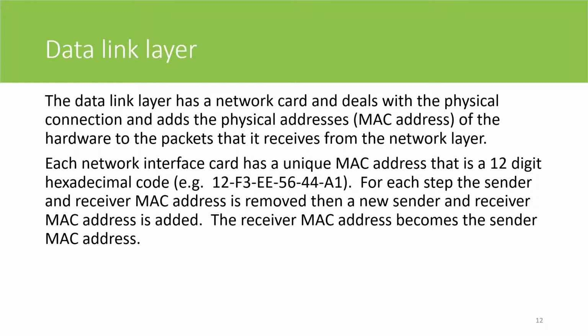The data link layer has a network card and deals with a physical connection and adds the physical addresses of the hardware to the packets that it receives from the network layer. Each interface card has a unique MAC address that is a 12-digit hexadecimal code.